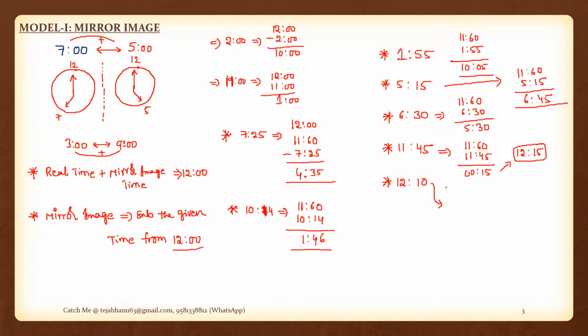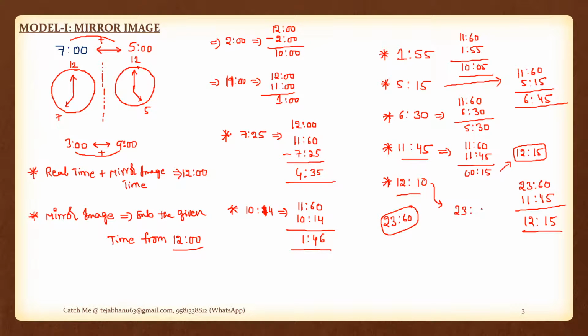What is the mirror image of 12:10? In order to get the exact value, subtract it from 23 hours 60 minutes, and you'll get the right answer as well. Have a look: 11:45, if you subtract it from 23 hours 60 minutes, you get 12:15. That is the answer.